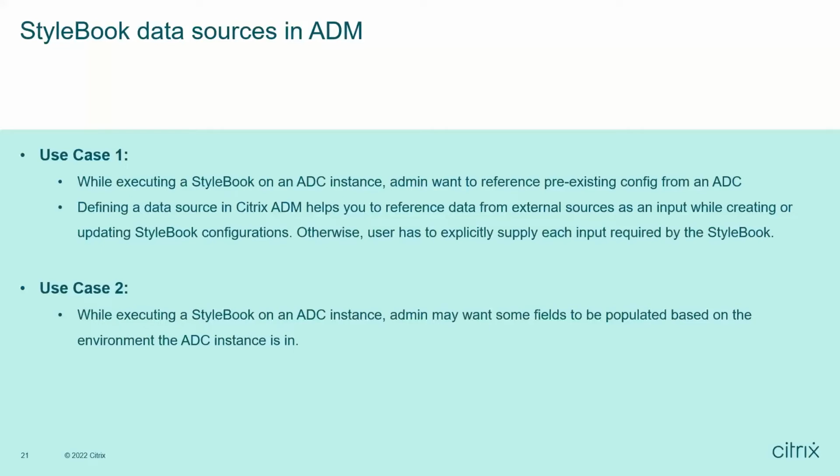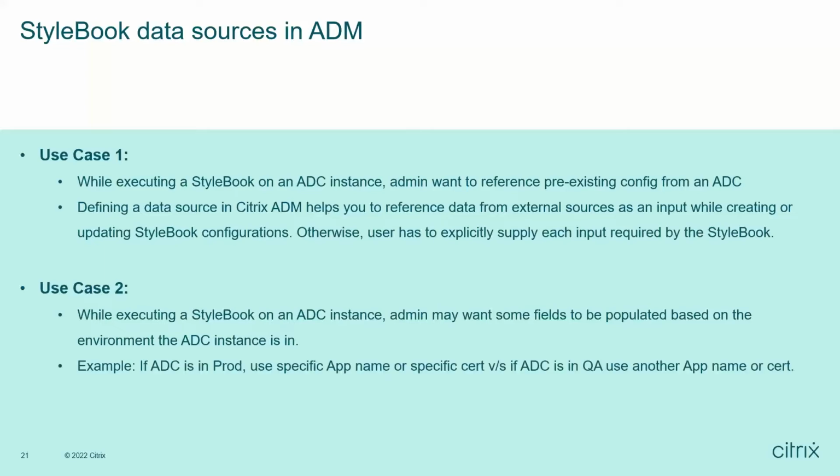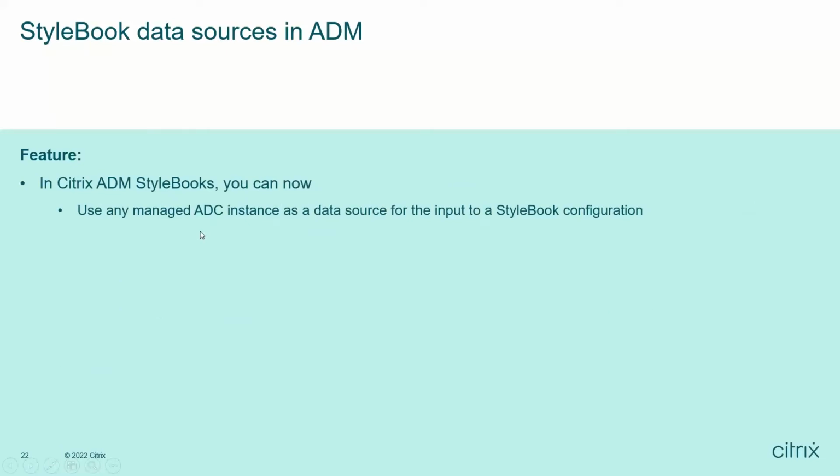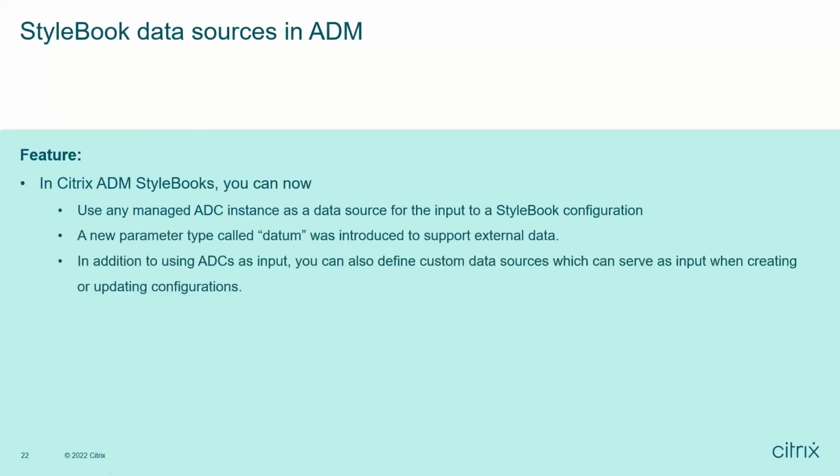Second one is that whenever you're executing a stylebook on an ADC, you may want to default certain parameter values based on which environment that ADC lies in. For example, if the ADC is a prod environment ADC, you may want to give a specific prefix to the app name or use a specific certificate, etc. Versus if the ADC is in a staging or a QA environment, you would want to use another app name prefix and another certificate. So the data source of custom data helps in this use case. So with this new feature, you can do both of these use cases. You can use a managed ADC as a data source, or you can reference an external custom list.